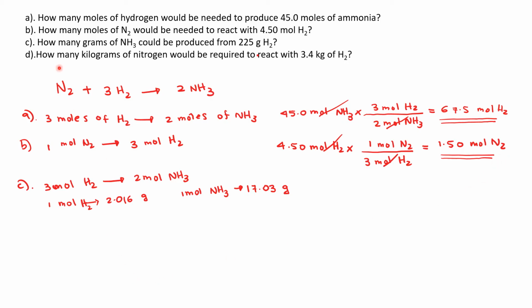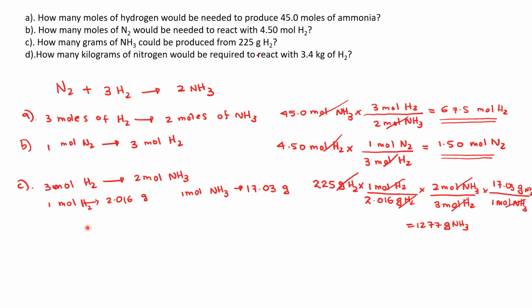Part C. How many grams of ammonia could be produced from 225 grams of hydrogen? When you are asked for grams, then you have to consider the molar mass as well. So by looking at this information, we can see that 3 moles of hydrogen gives 2 moles of ammonia, and your molar masses are, for hydrogen 2.016 grams, for ammonia 17.03 grams. So we start with 225 grams hydrogen.